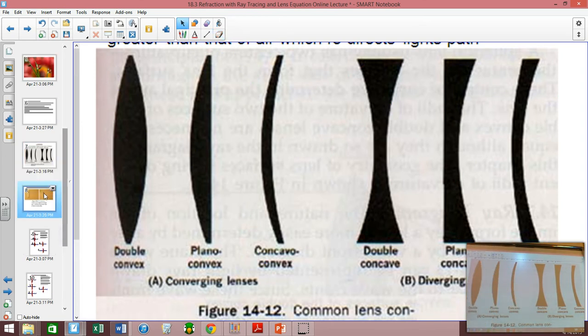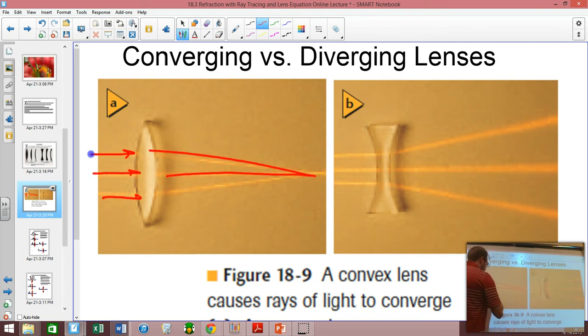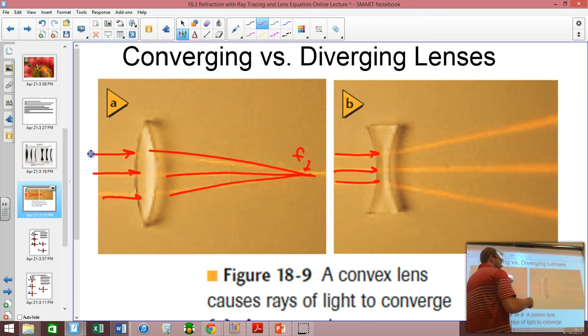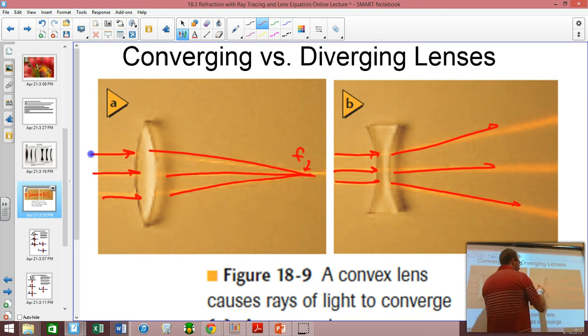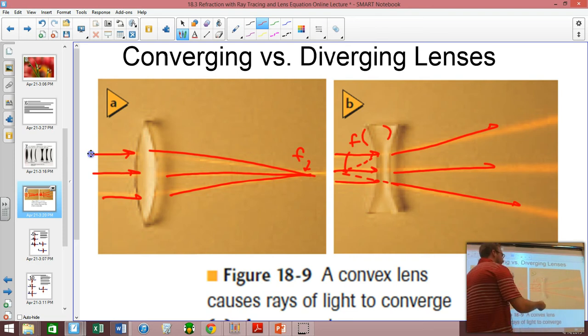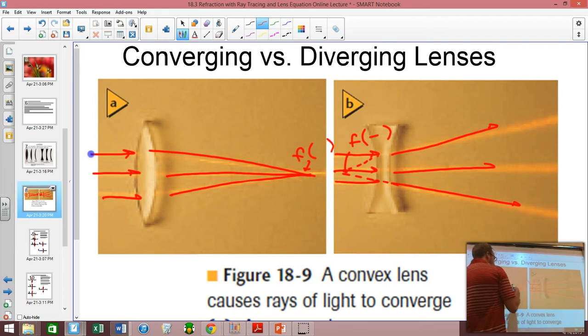Thing number two, what do these lenses do to light? If you've got a convex lens, it focuses the rays. You can see these being focused to the focal point right here. This is the focal point. And over here, a concave lens is a diverging lens. It spreads the rays away, and if you were to trace these backwards, there's a focal point here. Since it's a virtual focus, the focal point for a concave lens is negative. The focal point for a convex lens is positive.